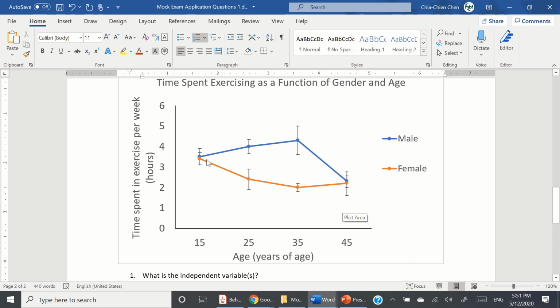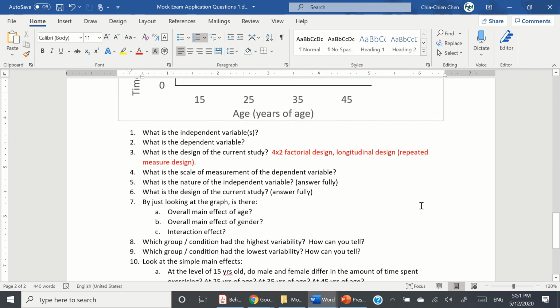So you can conclude that for females, the amount of time that they spend exercising is the most at 15 years of age, followed by 25. And from 25 years of age and on, there is no significant increase or decrease in the amount of exercising that they are doing per week. Okay, that would be the interpretation.